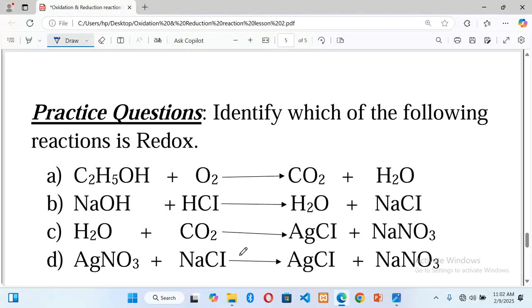You can even tell me which one is a reducing agent, which one is an oxidizing agent, which one has been oxidized, which one has been reduced, and which one is a redox reaction and which one is not a redox reaction, with a reason.